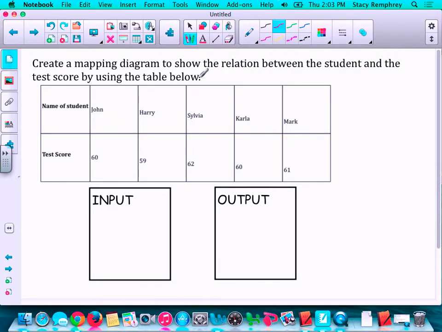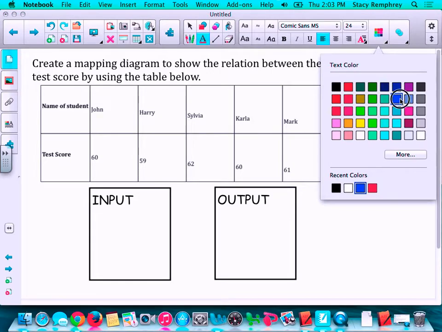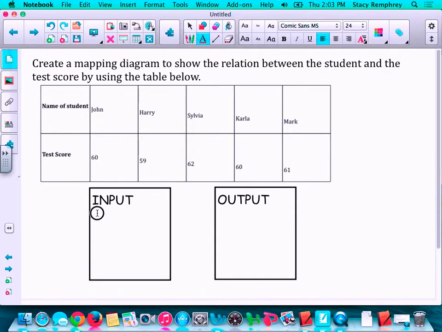So create a mapping diagram to show the relation here. Now the input is going to be the student names. So I'm just going to write those. We have John, Harry, I think that's a One Direction guy. John, Harry, Sylvia, Carla, and Mark.